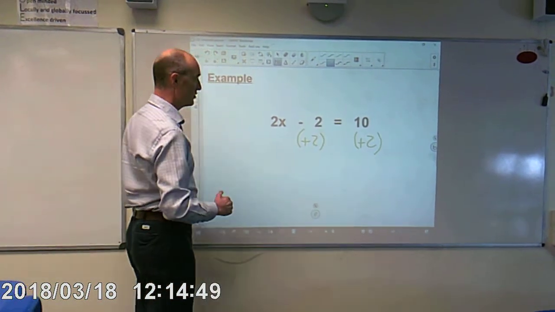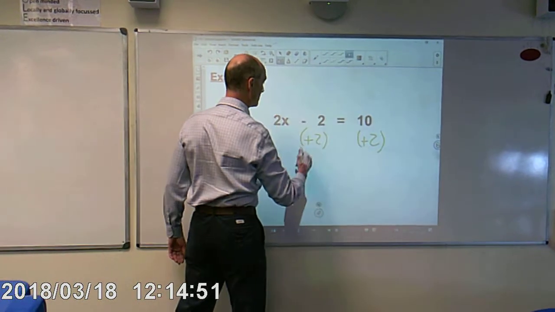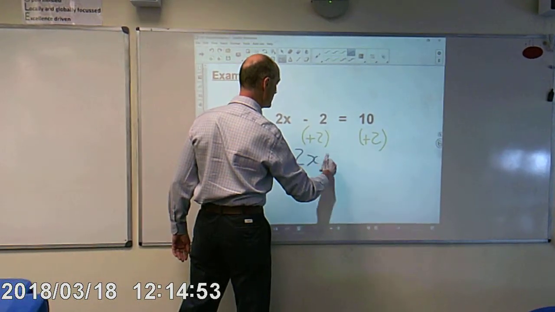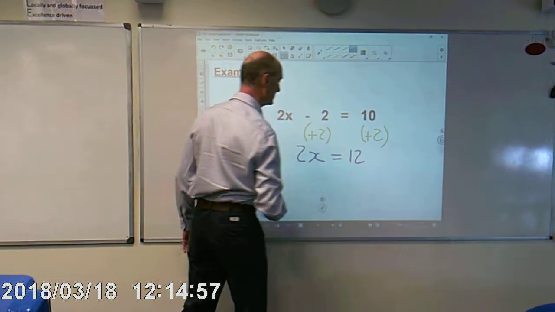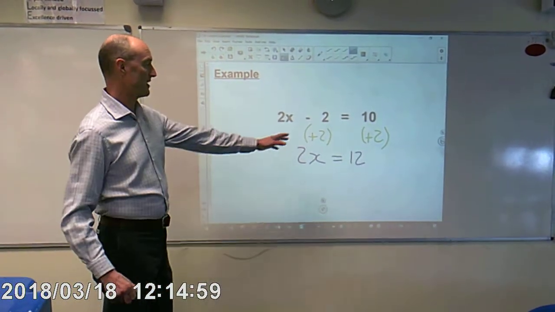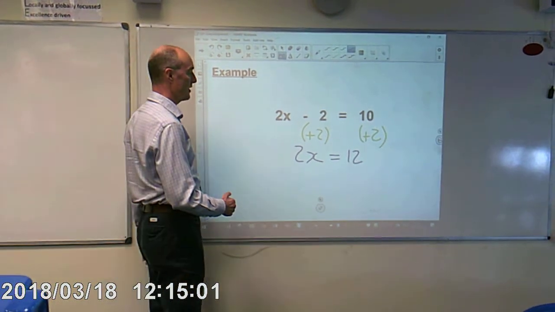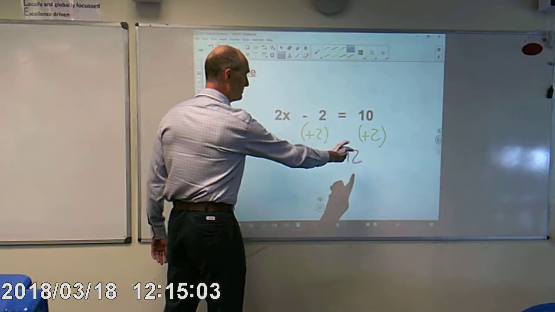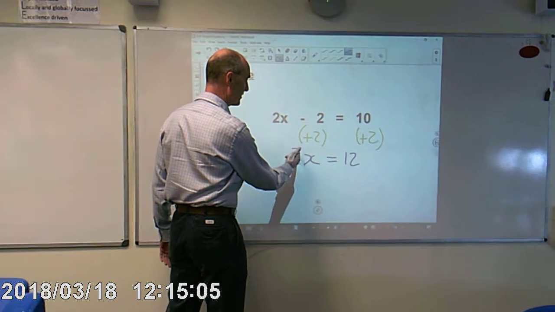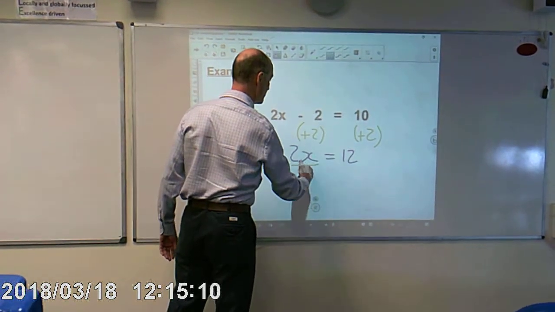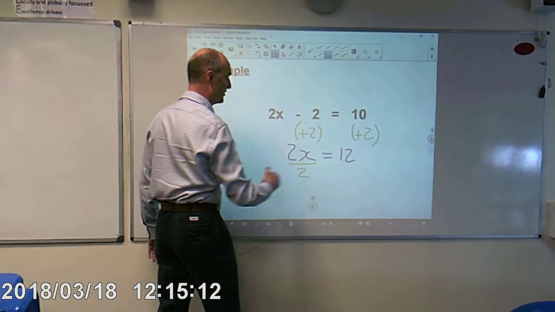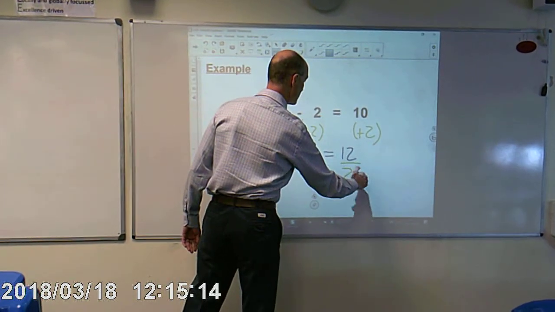So we've now got the situation that our 2x is on its own on the left-hand side, and it equals 12. 2 lots of x equals 12. What do we do to both sides to get a value of x? Well, we want to get rid of this 2. So we divide both sides by 2. Divide the left-hand side by 2. Divide the right-hand side by 2.